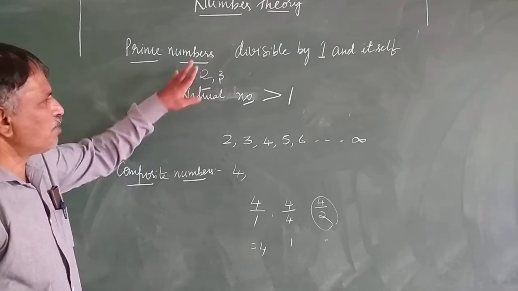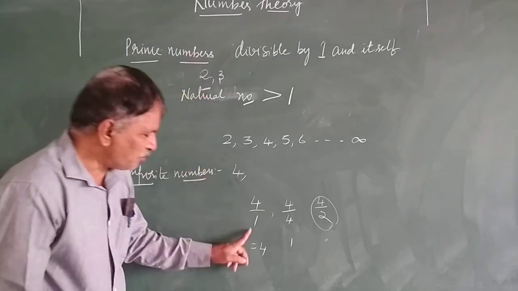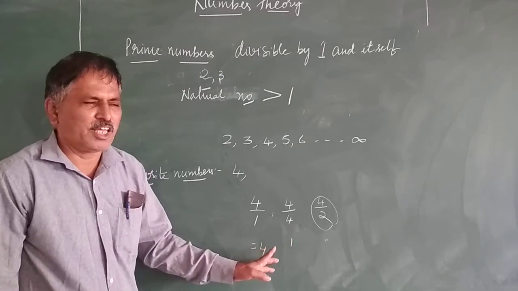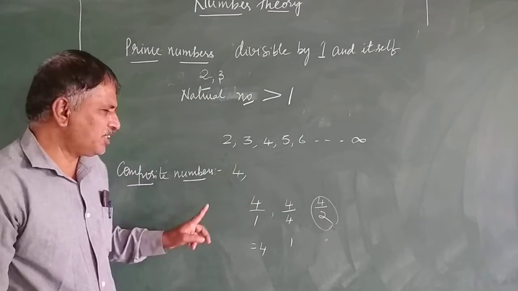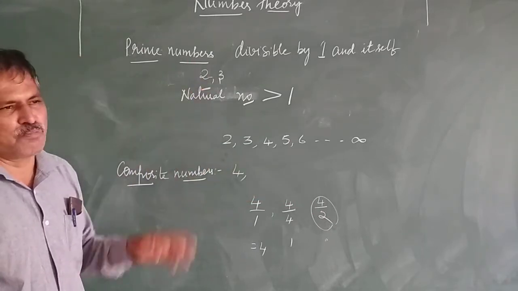Because what does the prime number definition tell? It should be divided with 1 and itself. But here it was also divided by another number. So hence, it cannot be a prime number. It is a composite number.